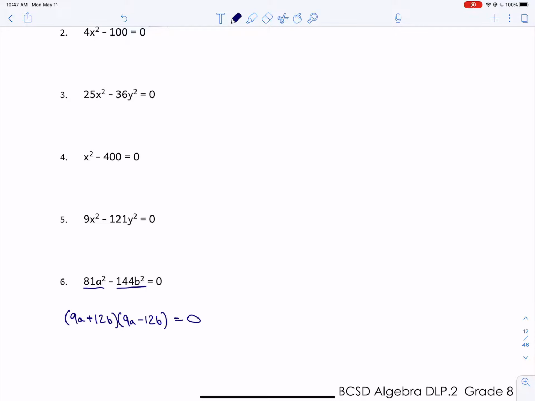Okay, multiply that out or graph both of those just to see if that's correct. Okay, so now I'm sure of my factors. Now I'm going to take each of those and set them equal to 0. So I have 9a plus 12b equals 0. And then 9a minus 12b equals 0.